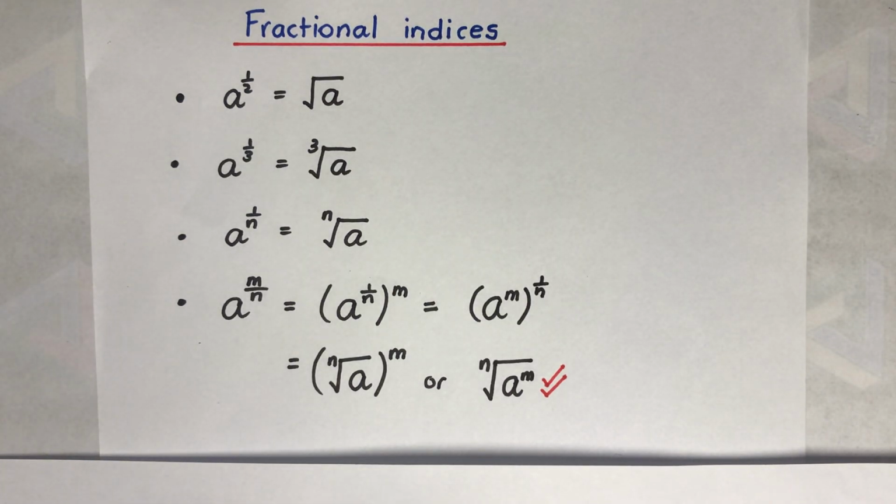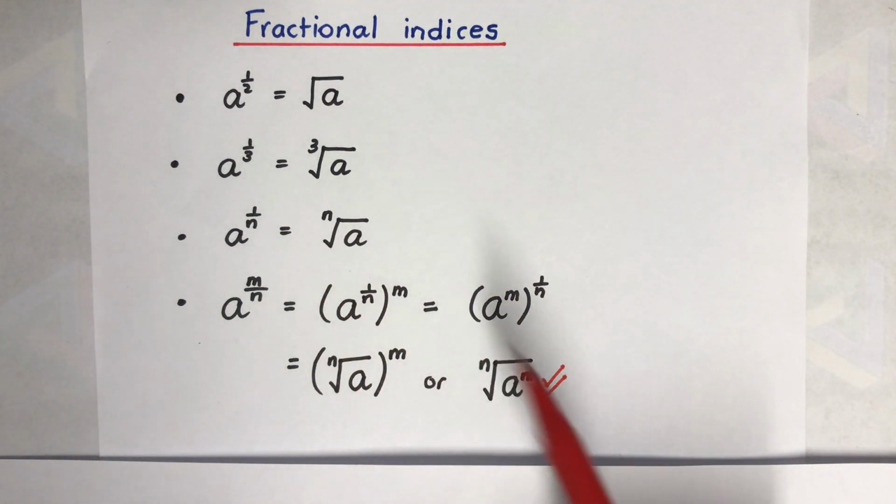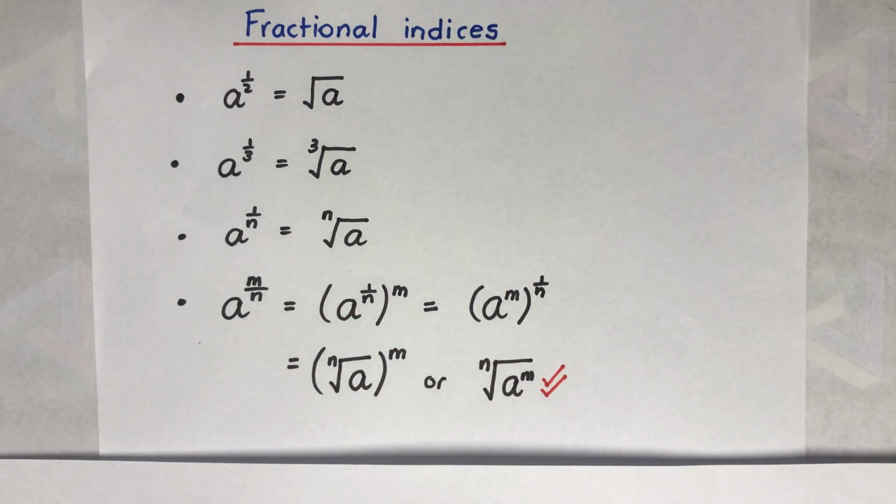Okay, fractional indices now. Again, there are a few formulas you need to memorize. First one, a to the power of half is the same as the square root of a. Now a to the power of 1/3 is the cubic root. So memorize them. And then what happens with a to the power of 1 over n? It is the nth root. So just see the pattern and try to memorize them.